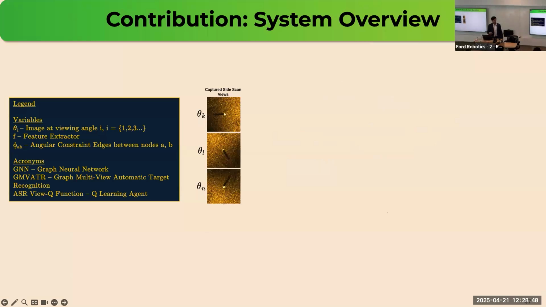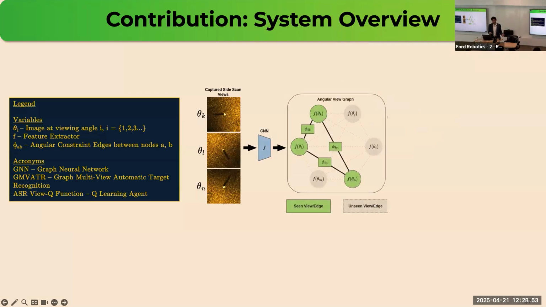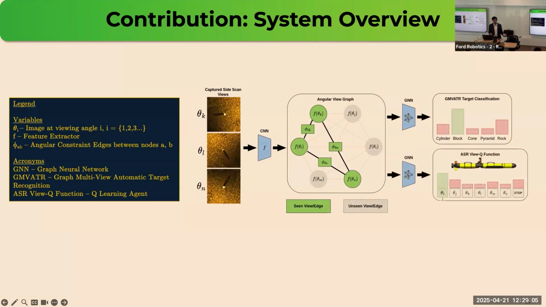So going into the architecture, given a set of side scan views, we pass it through a convolutional neural network and then embed it into a graph neural network framework where the nodes are the feature embeddings for each image and the edges are relationships between them. We pass this onto 2 heads, the first of which is a classification head, and the second decides what angle to view next. The decision from the next best view gets put back into the survey and reacquisition planner, and the process repeats again. It's important to note that this graph framework is updated iteratively, so that as you collect more information, you can update the graph as you go along.